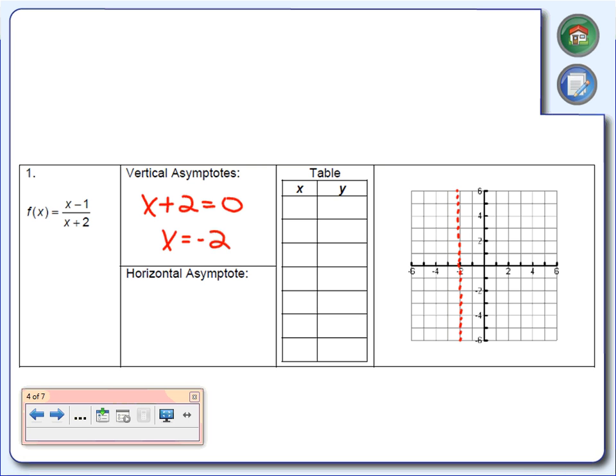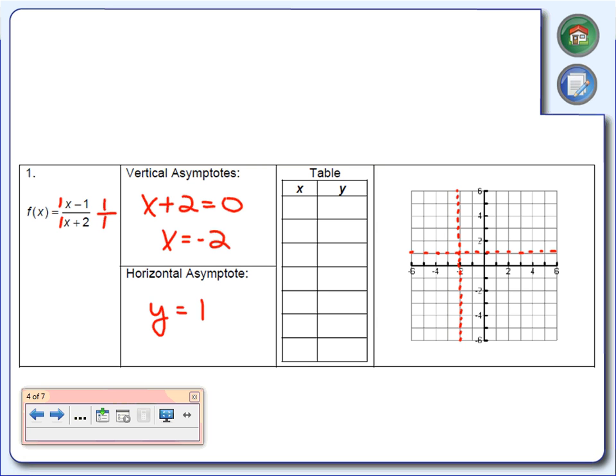Now we're going to find the horizontal asymptote. To find the horizontal asymptote, we've got to compare the degrees. What's the degree of the numerator? 1. Remember, degree is the highest exponent, the largest exponent. What's the degree of the denominator? 1. Notice how the degrees are exactly the same. Because they're the same, we need to take the leading coefficients and divide. So our leading coefficients are 1 and 1. So 1 divided by 1 is 1. So our horizontal asymptote is at y equals 1.